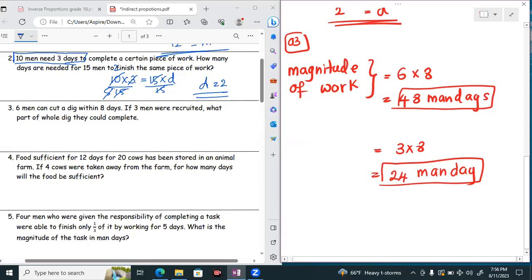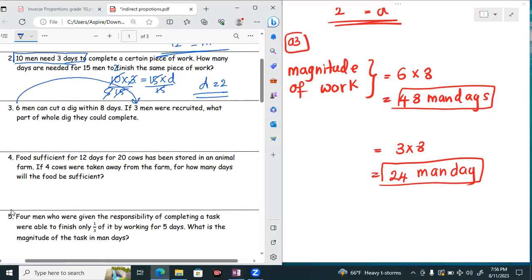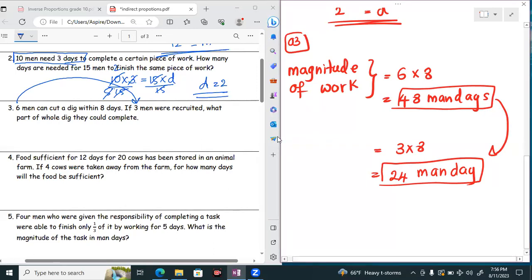Initially, we calculate it as 48 man days by 6 men. Now what happened here? The number of men has been decreased to 3. That means half of the men. Then what happened? The work also decreased to half. Then they can complete the work, half of the work.